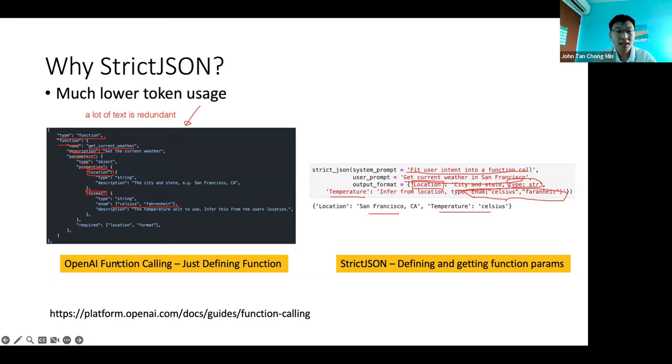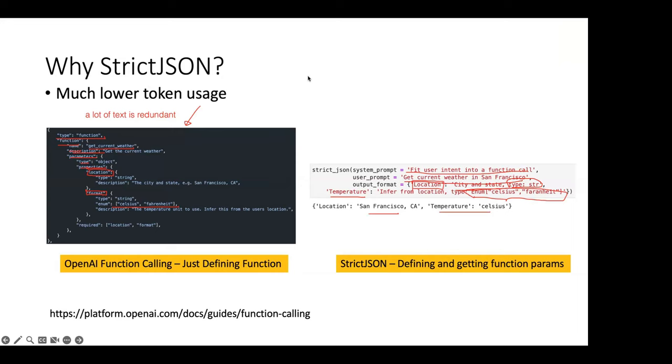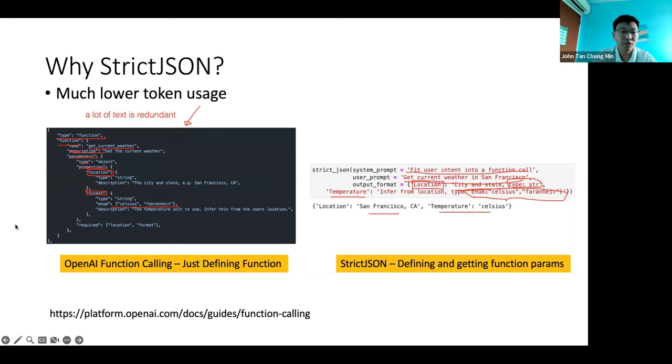Anyone here can tell me why having such a large amount of tokens is bad? Anyone? Just to define one function? Any suggestions? Why? Our context length is already very limited. Correct. Thanks for the answer, Brian.